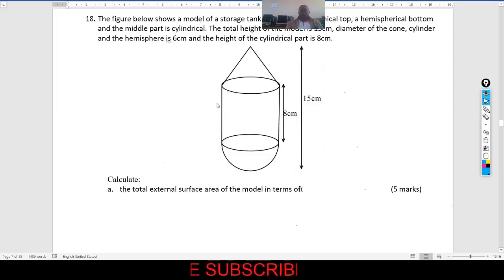Now, the total height of the model, from here to here, is 15. But remember, you have to interpret: the diameter of the cone, cylinder, and the hemisphere is 6. Diameter of all these is 6, so the radius is 3. The radius here is 3, and the radius here is also 3.